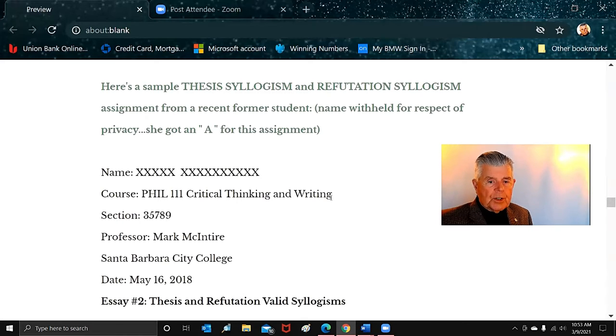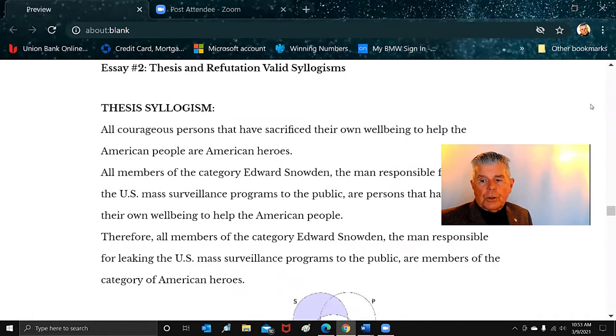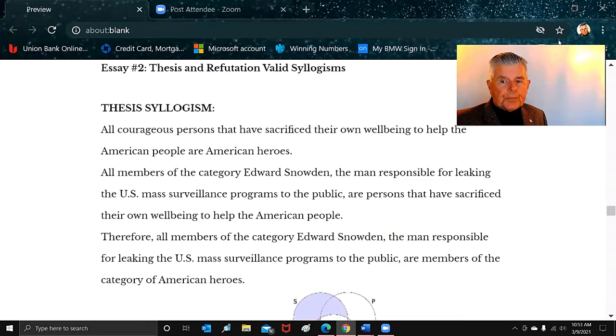What I want you to do is this. I want you to send me a thesis syllogism on a given topic. Let me move out of the way here. Now, she got an A, by the way, for this assignment. So her thesis syllogism is, all courageous persons that have sacrificed their own well-being to help the American people are American heroes. Okay, that's her major premise. Her minor premise: all members of the category Edward Snowden, of course, there's only one, the man responsible for leaking U.S. mass surveillance programs to the public, are persons that have sacrificed their own well-being to help the American people.